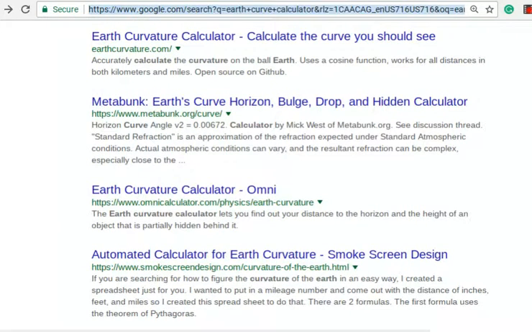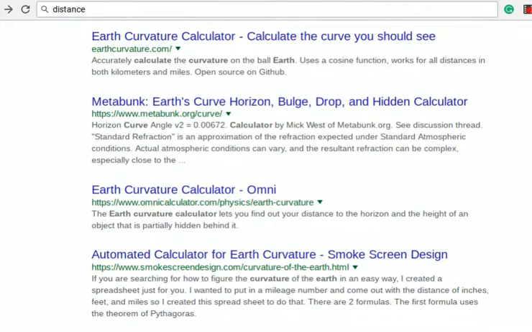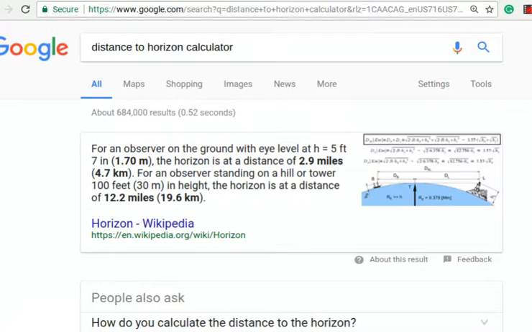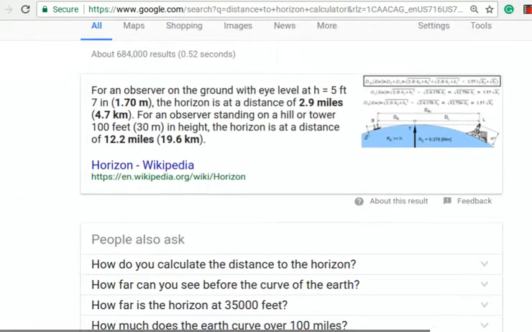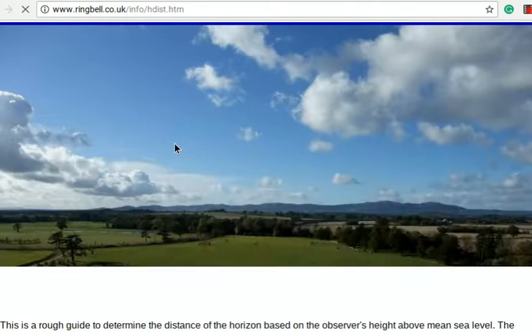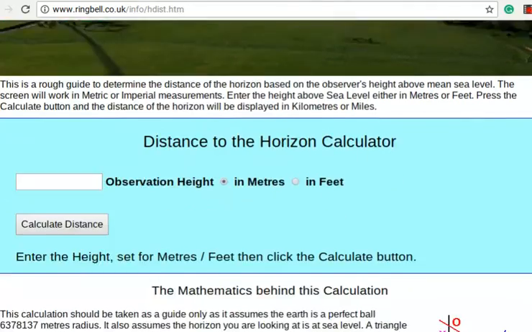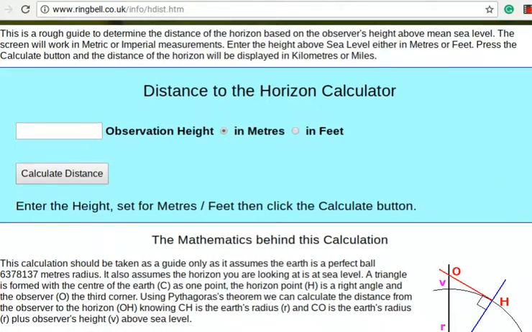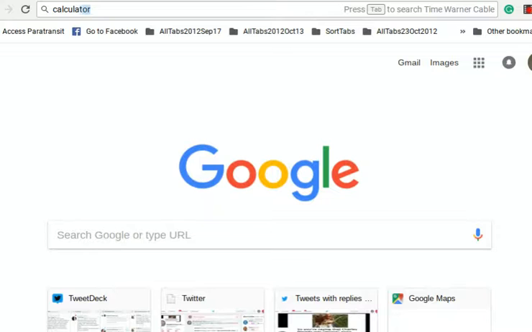Oh, here. Let's try it differently. Distance to horizon calculator. There we go. Distance to horizon calculator. Here we go. Another one I have clicked on before. Let's see. Observation height in meters in feet. Okay. Let's go, calculator.